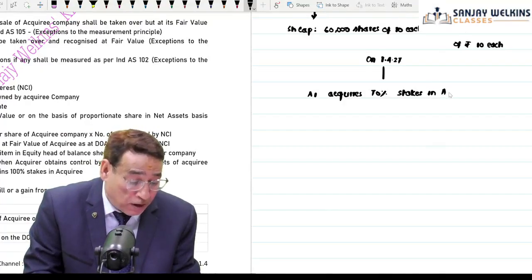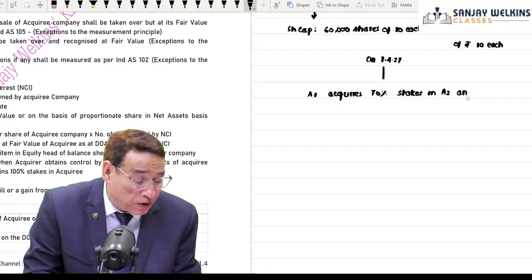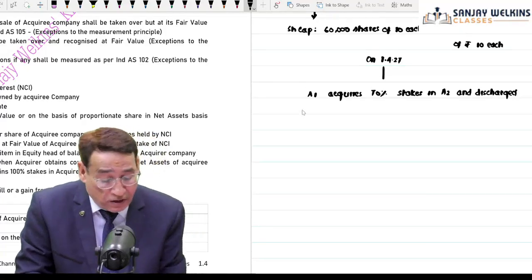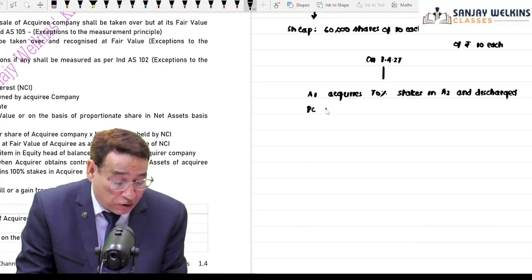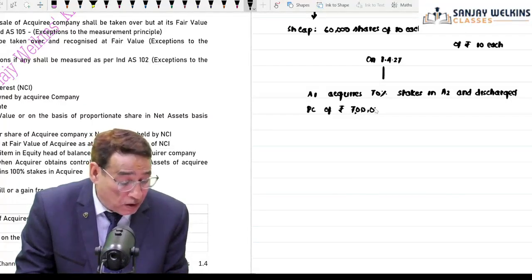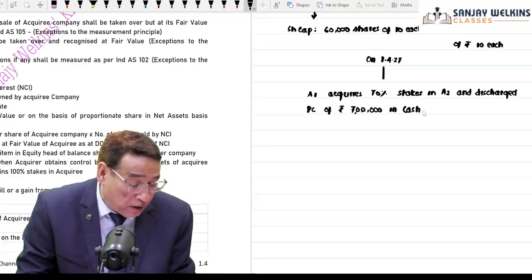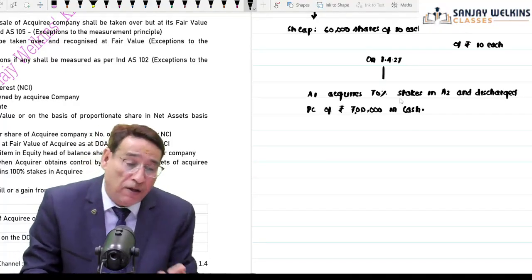And discharged purchase consideration of rupees 7 lakh. That means in order to acquire 70% stakes, A1 Limited delivered 7 lakh rupees of purchase consideration in cash. The PC was delivered by way of cash. Is it clear to you or not? So this is the situation, correct?